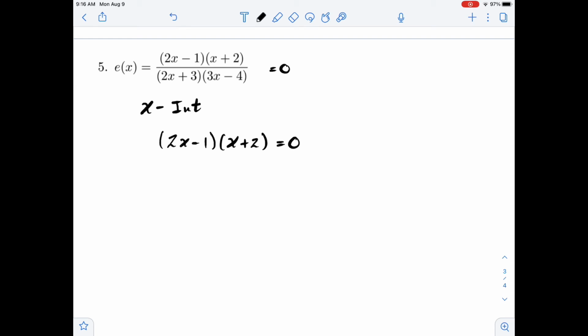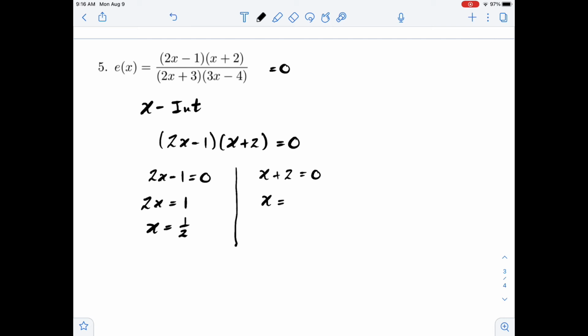So solving this, well, I could just take them one at a time. The value 2x minus 1 multiplied by the value x plus 2, if you take their product and it's equal to 0, then one or both of them must be 0. So 2x minus 1 is equal to 0. Well, if 2x minus 1 is equal to 0, it follows that 2x is equal to 1, and therefore that x is equal to 1 over 2. X is equal to a half. That's one solution. And here I have x plus 2. It's my other factor. You let your other factor equal to 0.